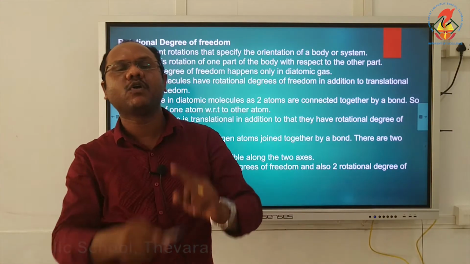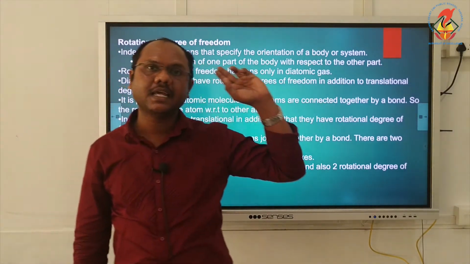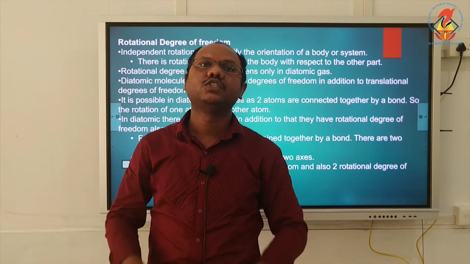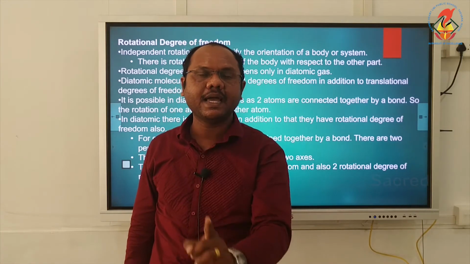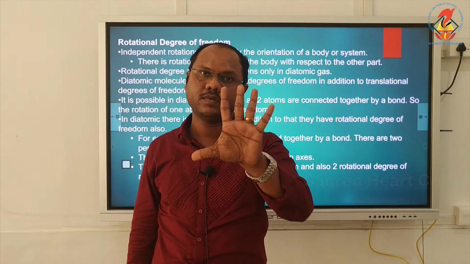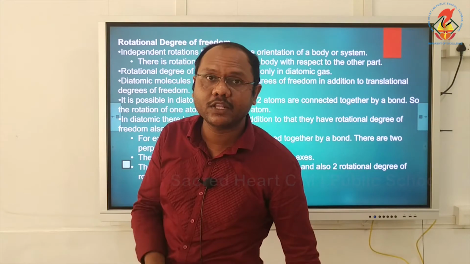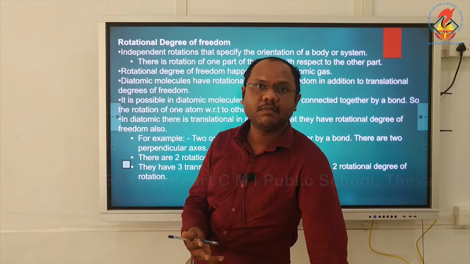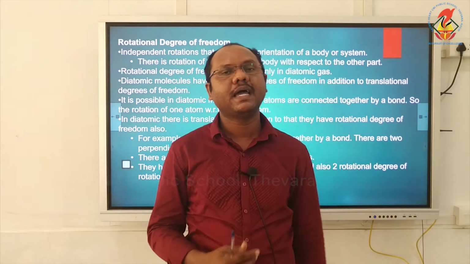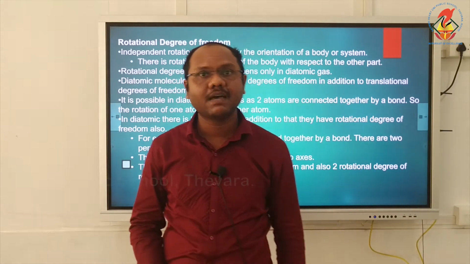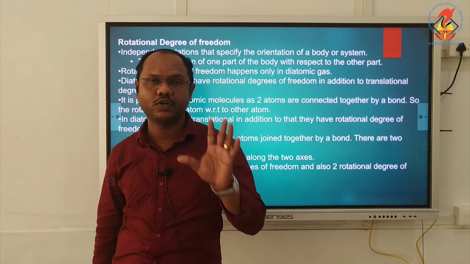So for a diatomic molecule there are 3 translational degrees plus 2 rotational degrees of freedom. So the total degrees of freedom for a diatomic molecule is 5. Think like this: the total degrees of freedom for a monoatomic molecule is 3 because it has only translational motion, whereas for a diatomic molecule it is 5 because it has 3 translational motions plus 2 rotational degrees of freedom, altogether 5.